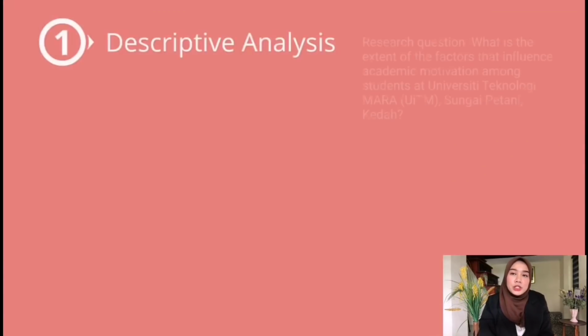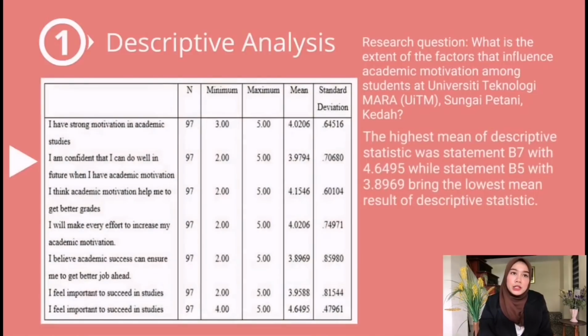Based on the research question, what is the extent of the factors that influence academic motivation among students at UiTM Sungai Petani, Kedah? The researcher ran a descriptive analysis on each question that has 5 answers, which are strongly disagree, disagree, moderate, agree, and strongly agree. Based on the result above, the highest mean of the descriptive analysis is B7, which is 4.6495, and the lowest mean is B5, which is 3.8969.